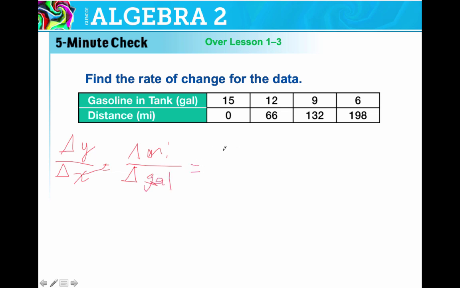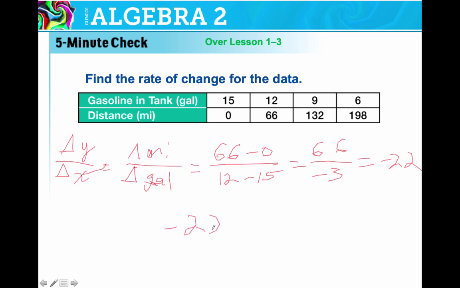And I'm going to do 66 minus 0 over 12 minus 15 gives me 66 over negative 3, which is negative 22. So the rate of change is negative 22 miles for every gallon of gas, which means you're burning gallons of gas, which should make sense. That's what the negative gives you there. More often than not, we would talk about a vehicle getting 22 miles to the gallon.